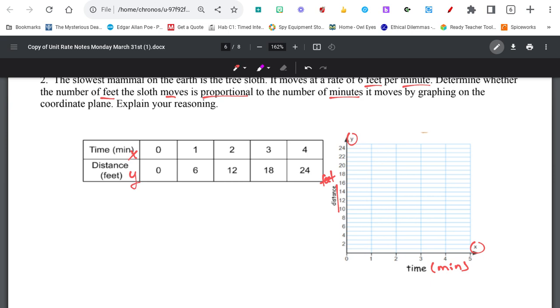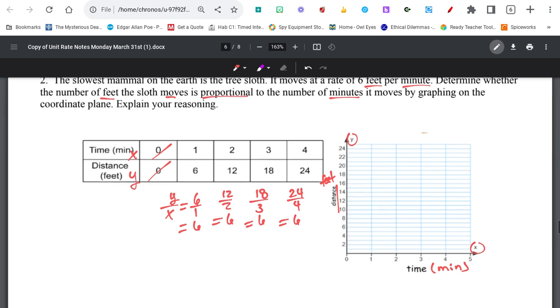If you looked at a table and it had 0, 0, you would ignore it to see if it's constant. But I would do Y divided by X: 6 divided by 1 is 6. 12 divided by 2, I still get 6. 18 divided by 3, I still get 6. 24 divided by 4, I still get 6. So I can tell that since these rates are constant, it's proportional.